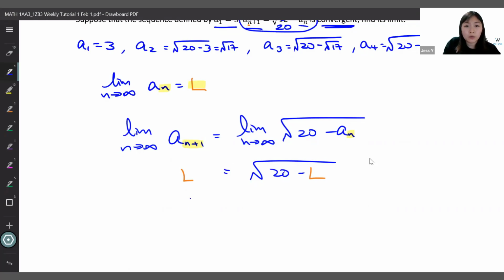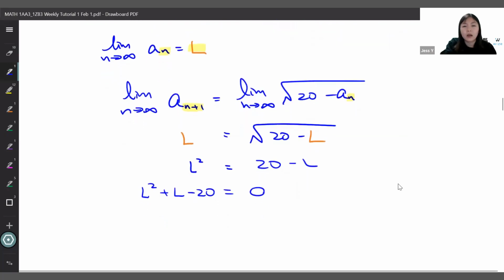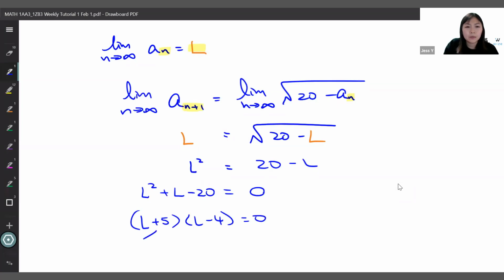So getting rid of the square root, I'm going to square both sides. And now we get a quadratic relation. So I'm going to move everything to one side and factor. You can use the quadratic formula. You can use completing the square. Factoring works for this one, so I'll just factor it. So we end up with (L plus 5) times (L minus 4). So it seems like we get two answers. L equals negative 5 or L equals 4.